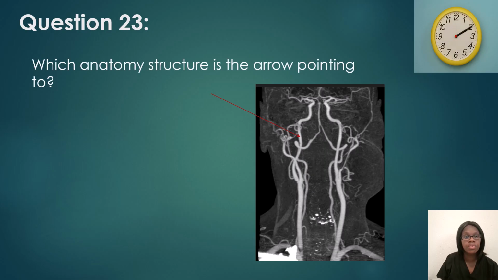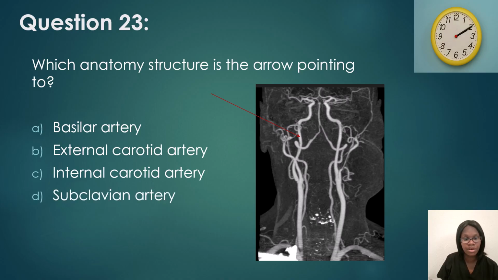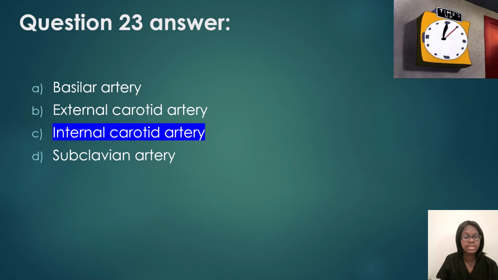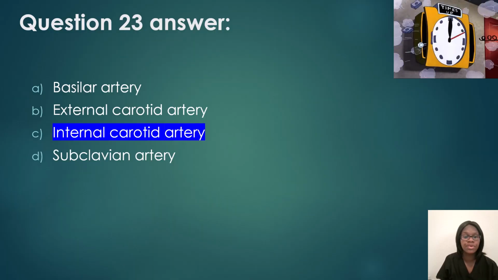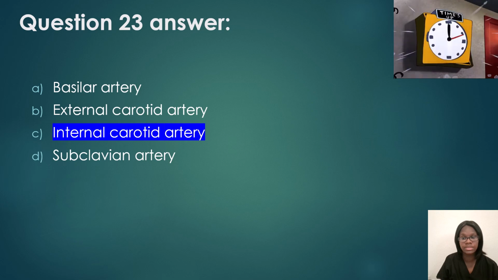Question 23. Which anatomy structure is the arrow pointing to? A, basilar artery, B, external carotid artery, C, internal carotid artery, D, subclavian artery. All right, the correct answer is C, internal carotid artery. You can go back and rewind and rewatch this, the arteries. Make sure you know your arteries.